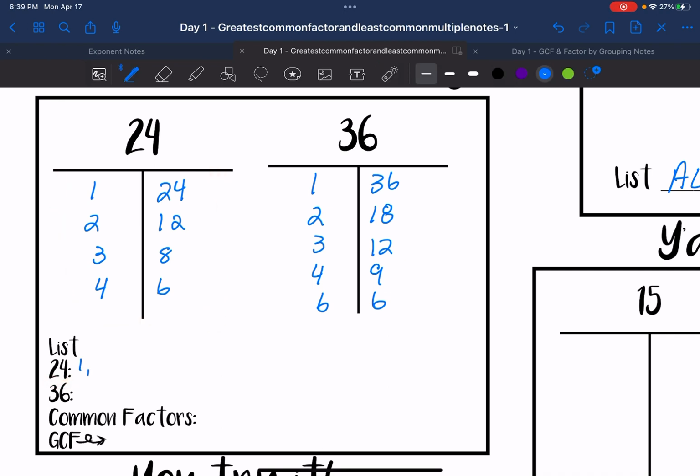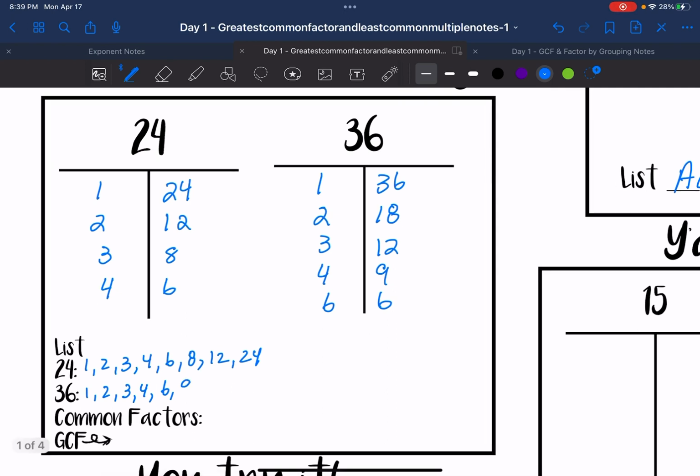So 1 is a factor, 2, 3, 4, the number 6, 8, 12, and 24. So I just went through, I wrote down all of these numbers. So now I want you to do the same thing for the number 36. 1 is a factor, 2, 3, 4, 6. I'm not going to write 6 down twice. I've already listed it. Next one is 9, 12, 18, and 36.